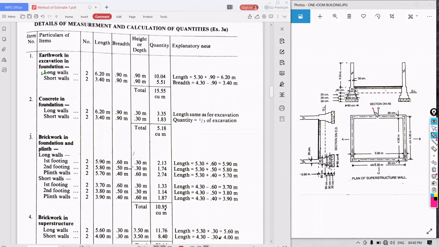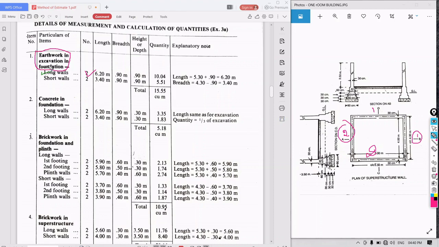So this one long wall, one, this is two. So two long walls are there, and two short walls are there. So two numbers of long walls are there. What is the length of the long wall? At the foundation level, they are asking what is your item of work? Earthwork in excavation in foundation.